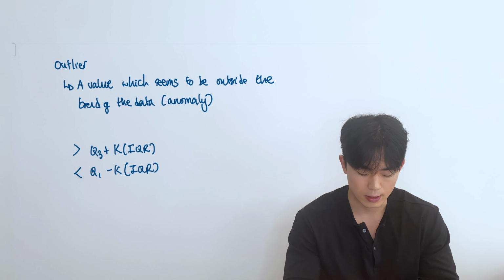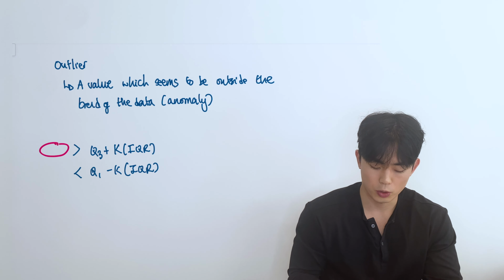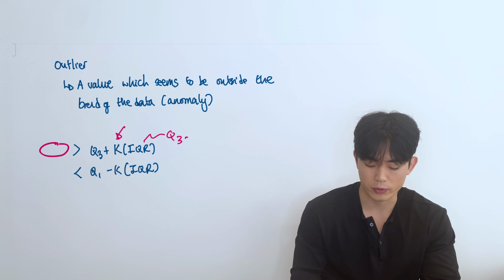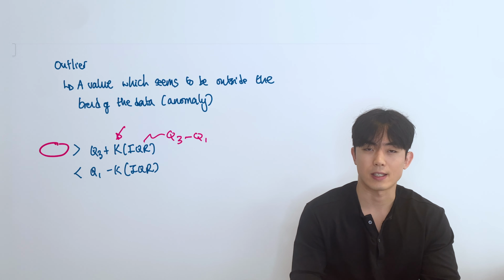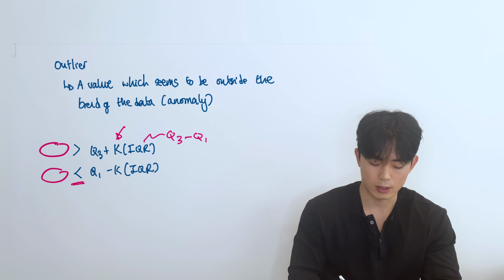The most common way is this one here. If it's larger than Q3, the upper quartile, plus some K value times the interquartile range. Remember, the interquartile range was the difference between Q3 and Q1, right? If it's larger than this value, then we note it as an outlier. Or if it's smaller than Q1, being the lower quartile, minus K times the interquartile range. And K is just a scalar value.